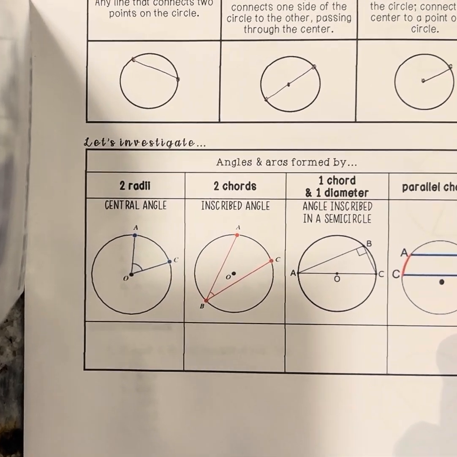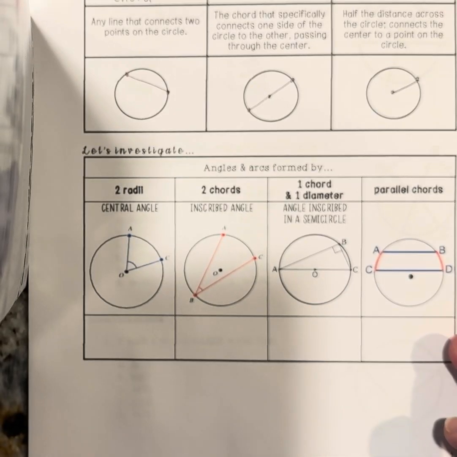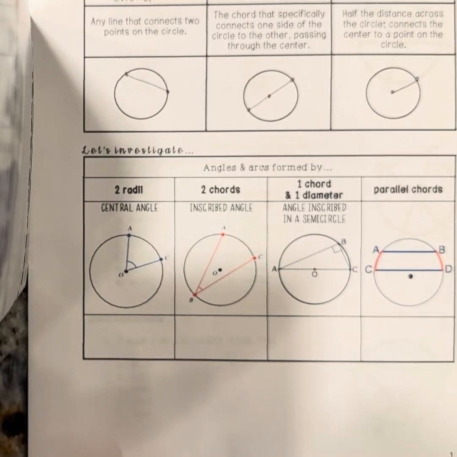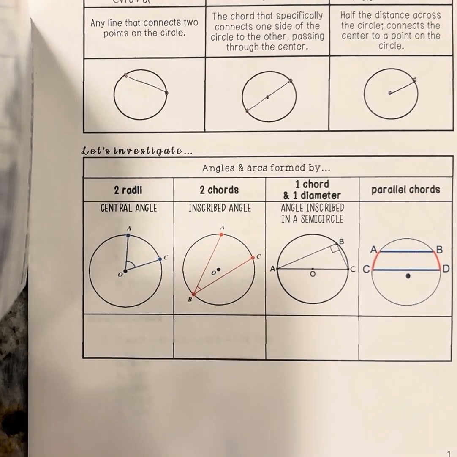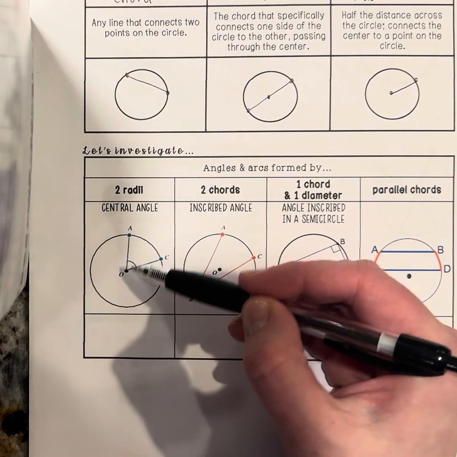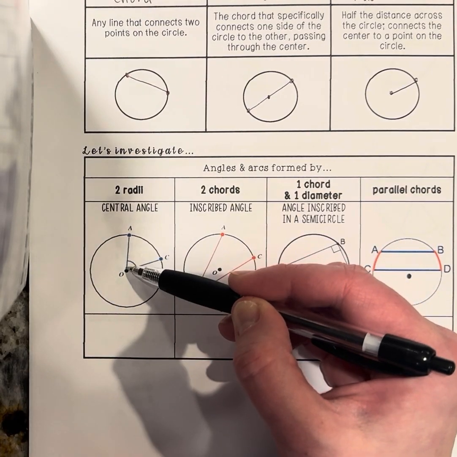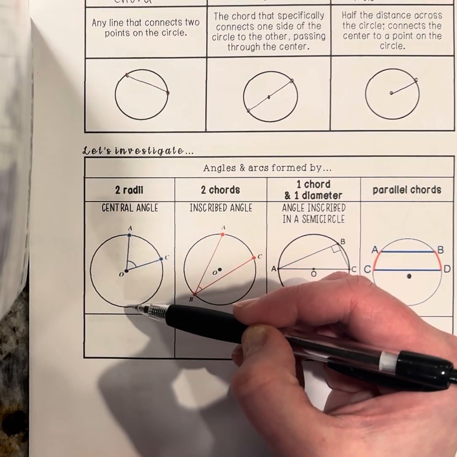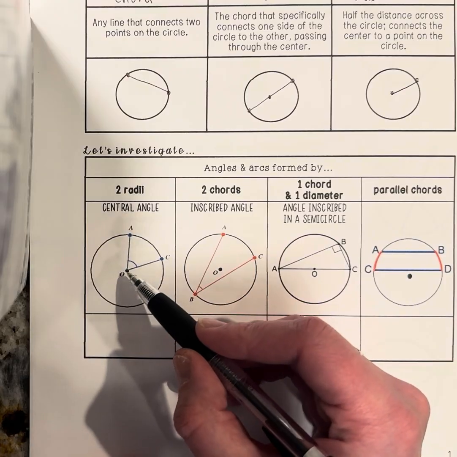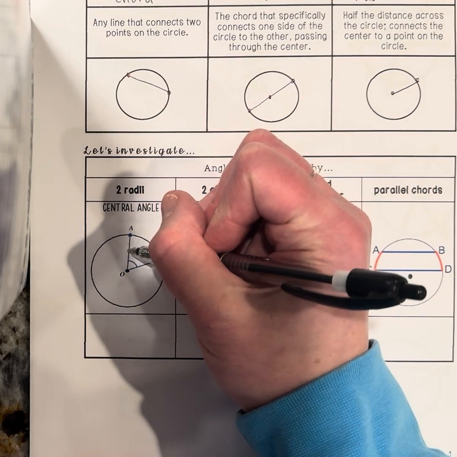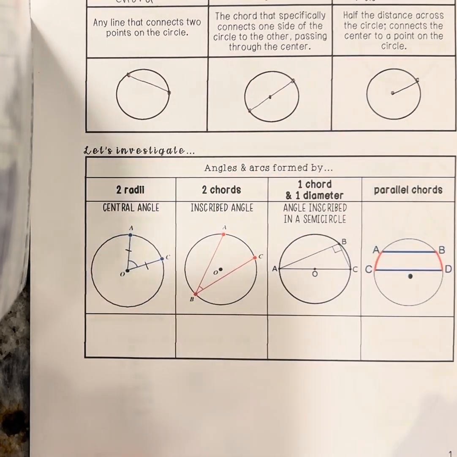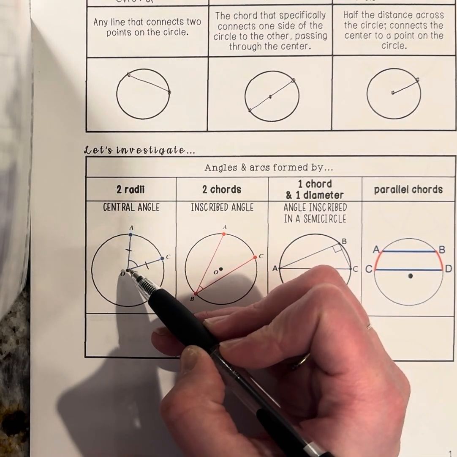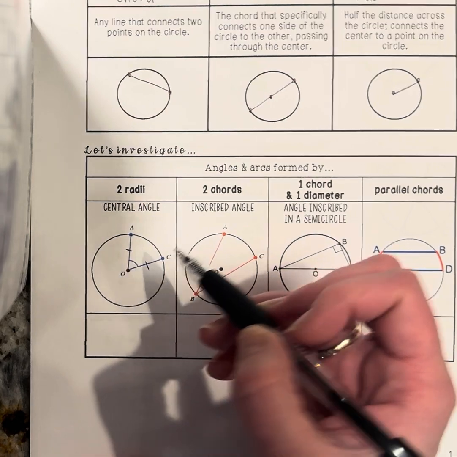So let's investigate. What are some angles formed by 2 radii? So 2 radii, like AO is a radius because it's half of the distance, the full way through the center of the circle, half the diameter. And OC is also a radius, so these two things are equal to each other. And if so, you've created a central angle. We call it a central angle because it literally goes through the center, central.